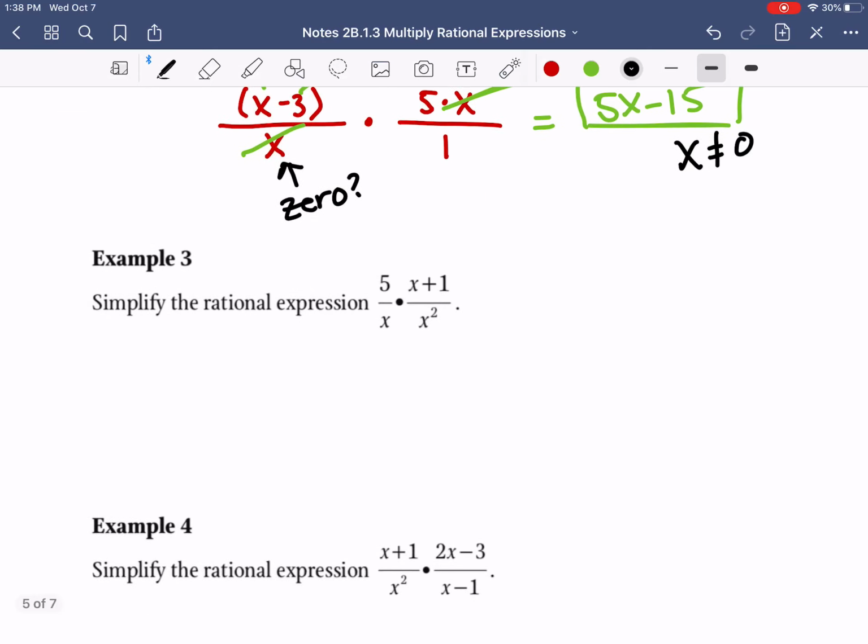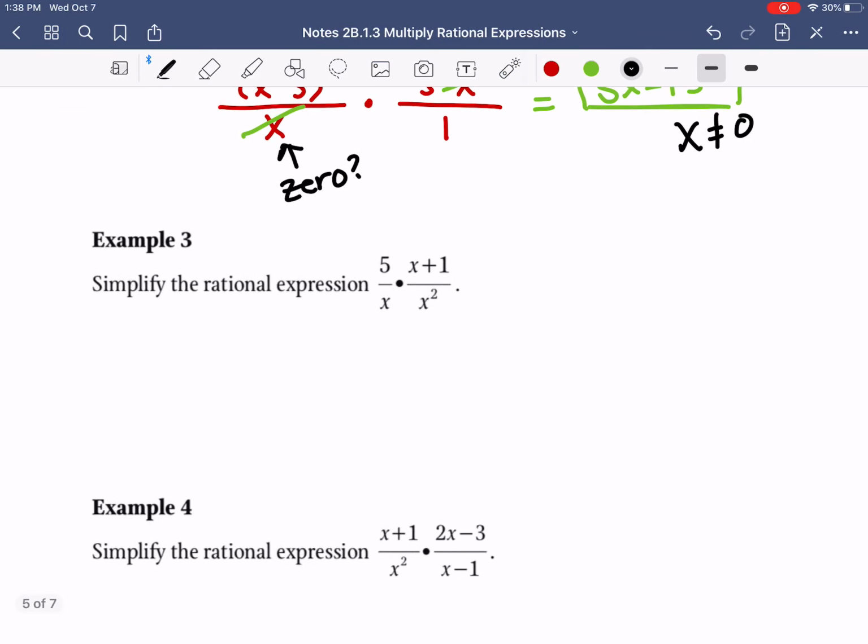Example 3, we're going to do the same sort of thing. We're just going to factor if we can, and then cancel if we can, and multiply whatever's left over. So on top I have a 5. That's just prime. I can't do anything there. On the bottom I have x. That's also prime. Then I have x plus 1. Well, there's no GCF. Nothing divides in evenly to both. There's no square or cube since it's only 2 terms. But I am going to put parentheses around it to remind myself that they go together.